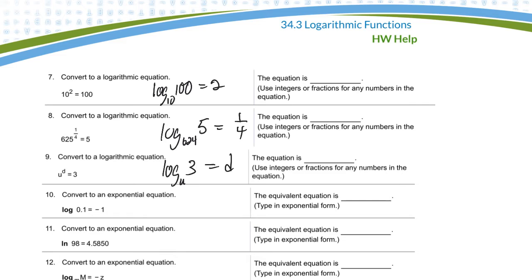Ooh, now log form to exponential form. Base here is 10, base here is e. Okay, so 10 to the negative 1 is equal to 0.1. e to the 4.585 is equal to 98. And lastly, m to the negative z is equal to capital M. Hopefully you can get to the point where you can convert from exponential to logarithmic very quickly like that. That's a good exercise to do.